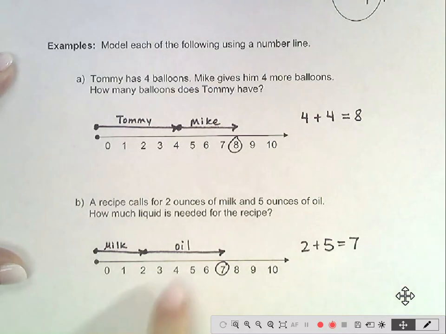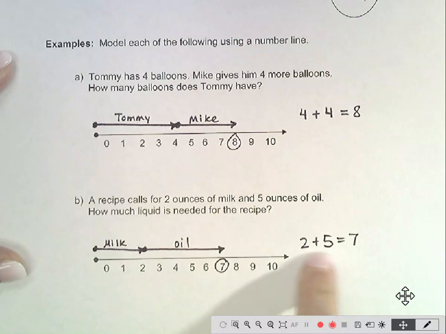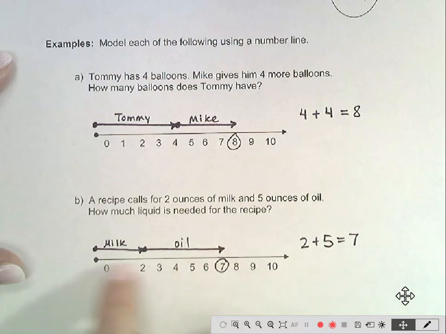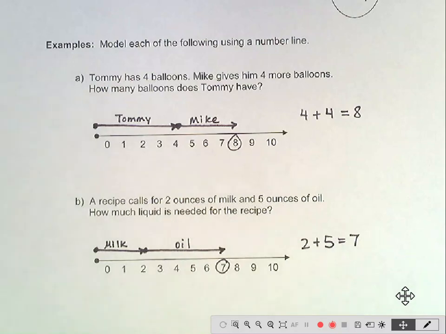So you've got to be able to draw it, and then you've also got to be able to say what the mathematical equation is that's being drawn. So I could give you the equation and ask you to draw it, or I could give you the drawing and ask you what the equation was. I could do it either way. So that's just sort of an introduction to addition.